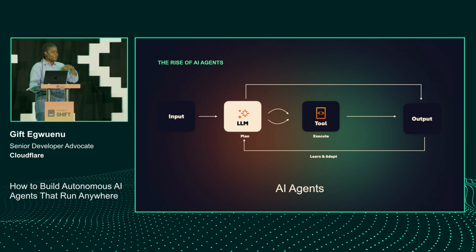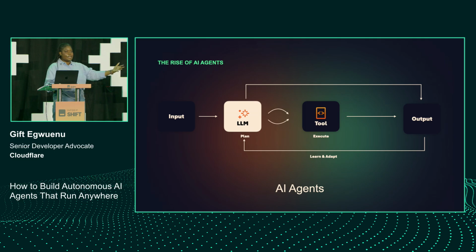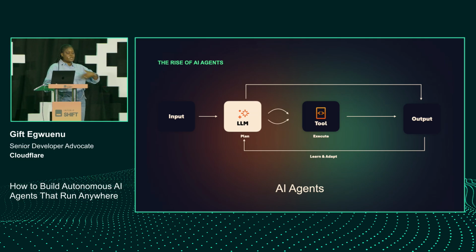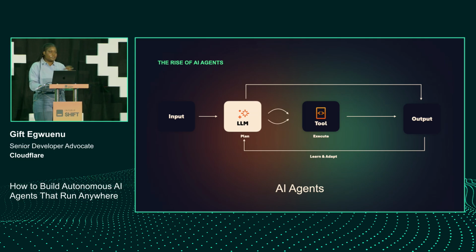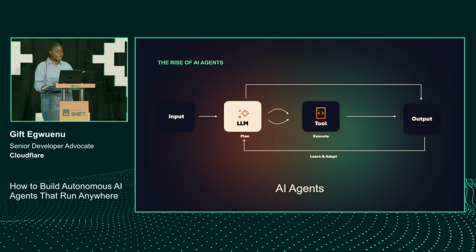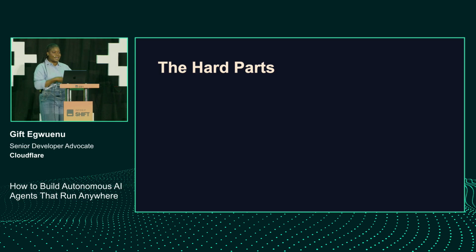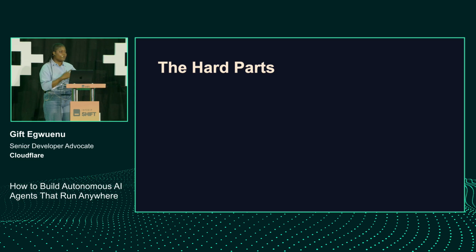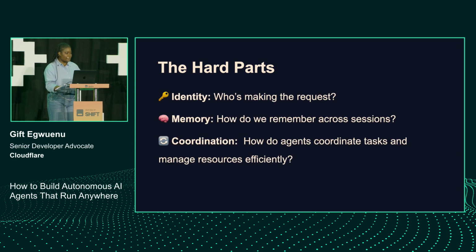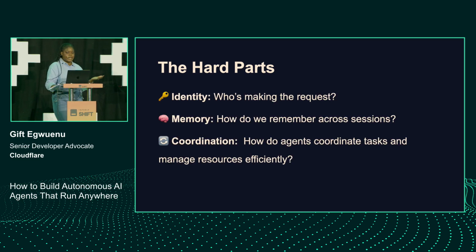In between the prompts that you're asking your LLM, you can also add tools to help you take out the manual tasks that you typically have to do yourself. Now, this is all nice. Even with all the promise that AI agents have, there are still some hard parts of building agents, which we'll cover in this talk. The first one being identity, right?